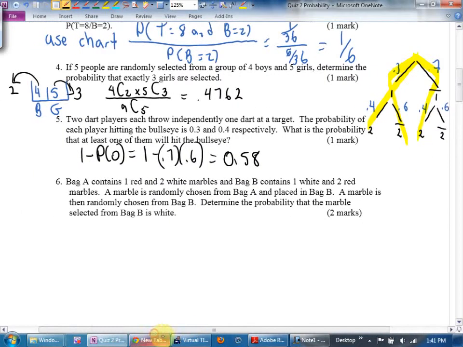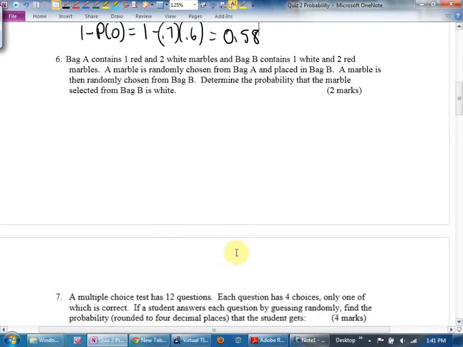I like number six. So bag A contains one red and two white marbles. Bag B contains one white and two red. A marble is chosen randomly from bag A and placed in bag B. A marble is then randomly chosen from bag B. Determine the probability that the marble selected from bag B is white. How many marbles are we picking? Two. Three.